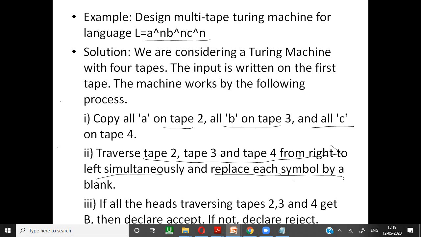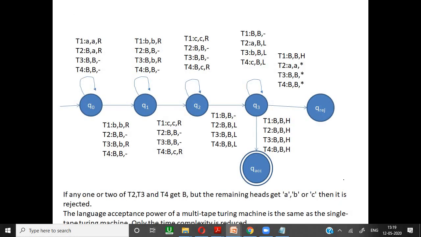So if the heads are traveling on tape 2, tape 3 and tape 4 and we get all B's, meaning all blank spaces, then we declare that it is accepting. If any tape still contains more input values, then we declare it is rejected.